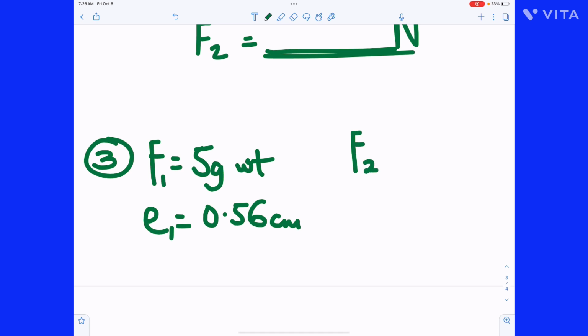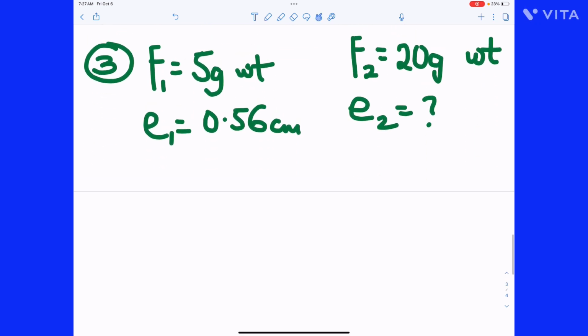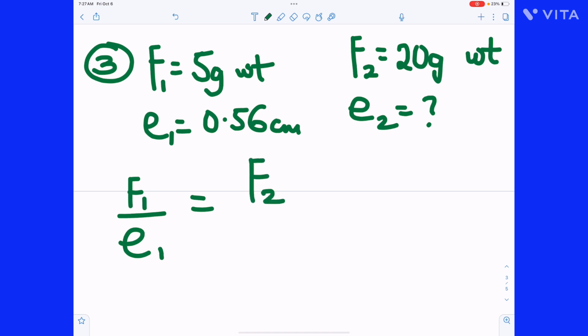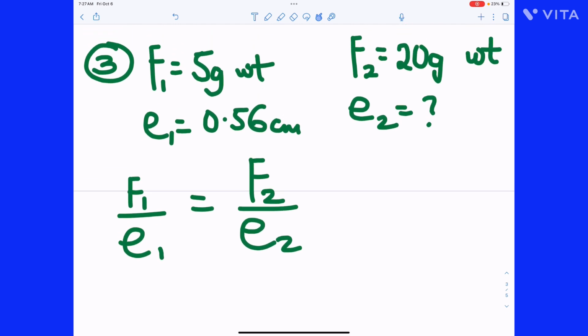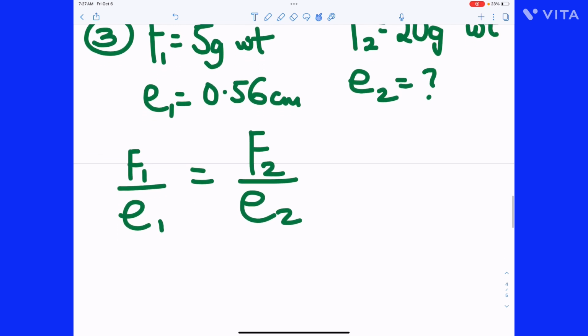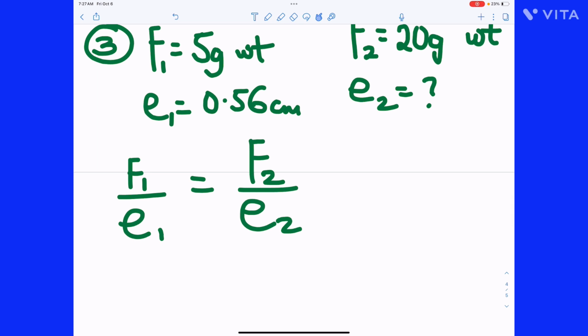We have F2, which is a load of 20 gram weight. We need the extension that it produces on the elastic wire or on the spring. That's very simple. Using Hooke's law, F1 over E1 is equal to F2 over E2. Let's substitute now.